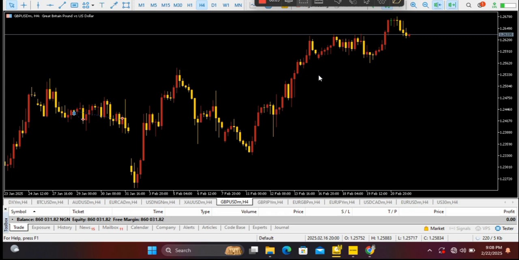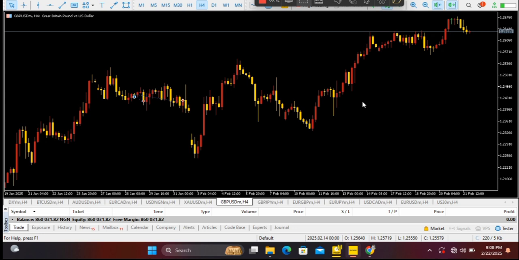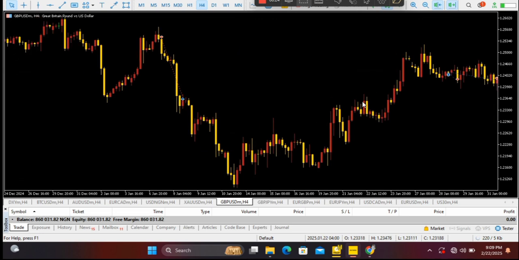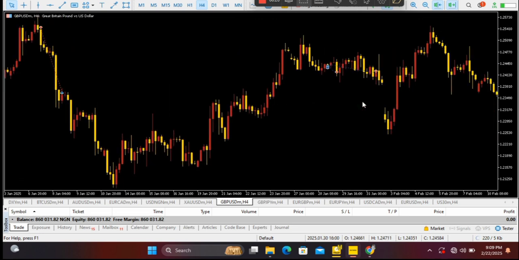Today we are diving into one of the most essential skills for traders and investors. And what is that? How to confirm an uptrend or downtrend. Whether you are trading stocks, forex, or crypto, knowing how to identify and confirm a trend is crucial for making informed decisions. So, with that being said, let's get started.